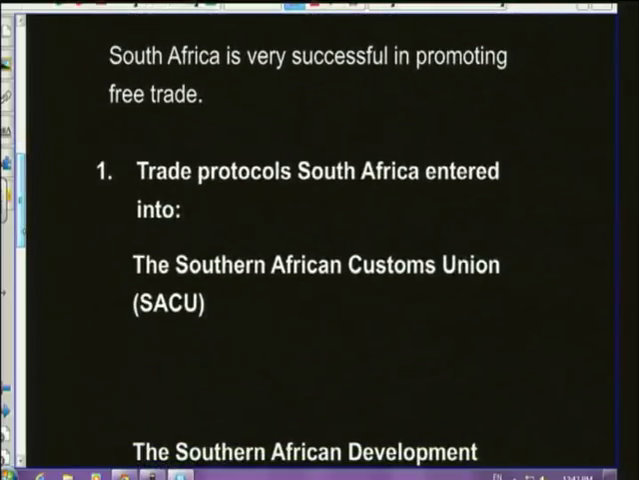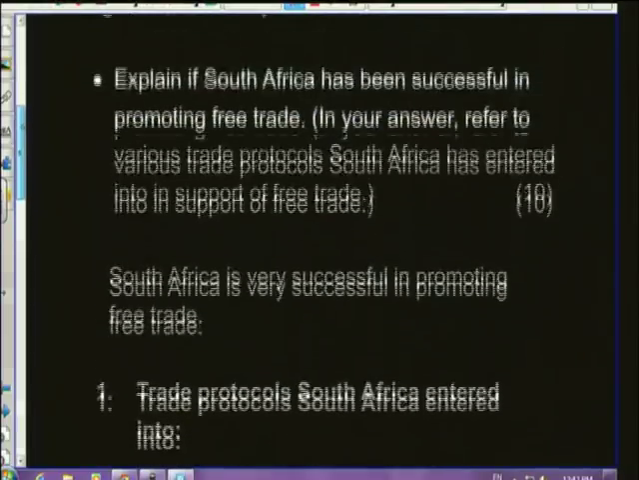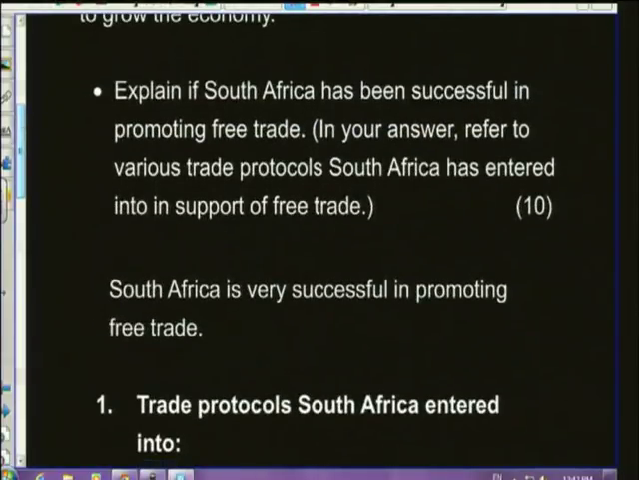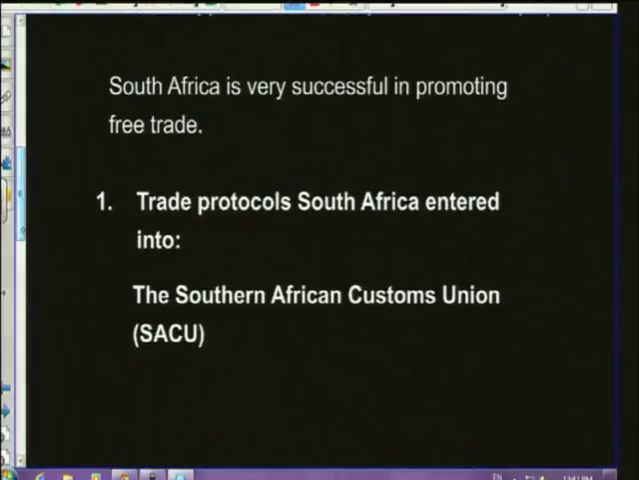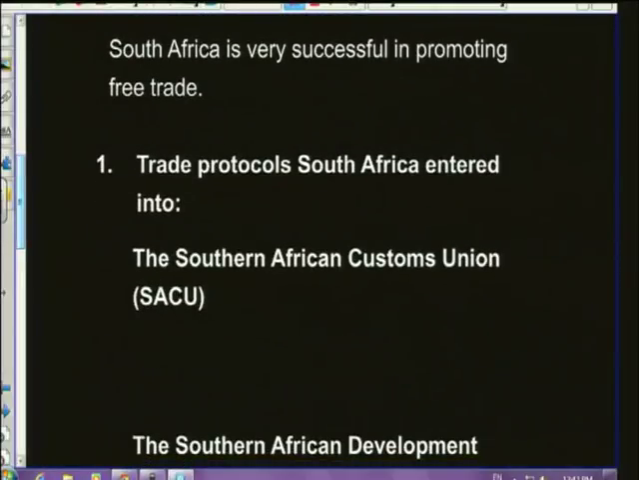Remember, the first part of the question actually says, has South Africa been successful? So you have to say, yes, South Africa has been successful, or they haven't been successful, and then you have to motivate your answer. If you say South Africa is very successful in promoting free trade, you should get 2 marks for that. What you can then do is choose 2 or 3 protocols and write 1 sentence to explain what this trade protocol is about. So I'm just going to mention a few of them.